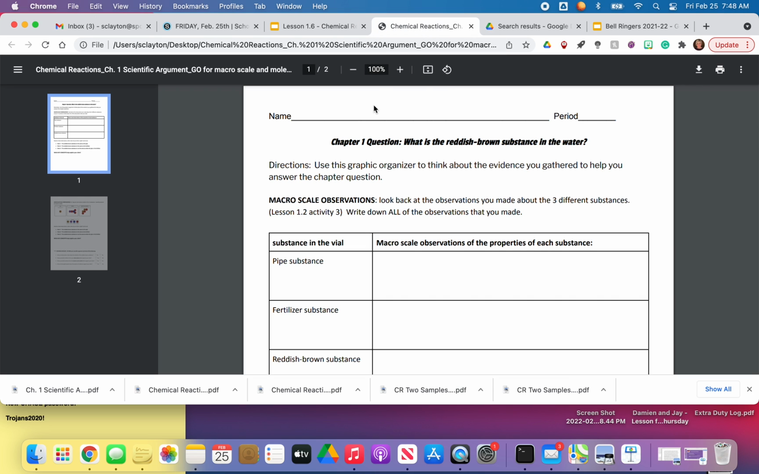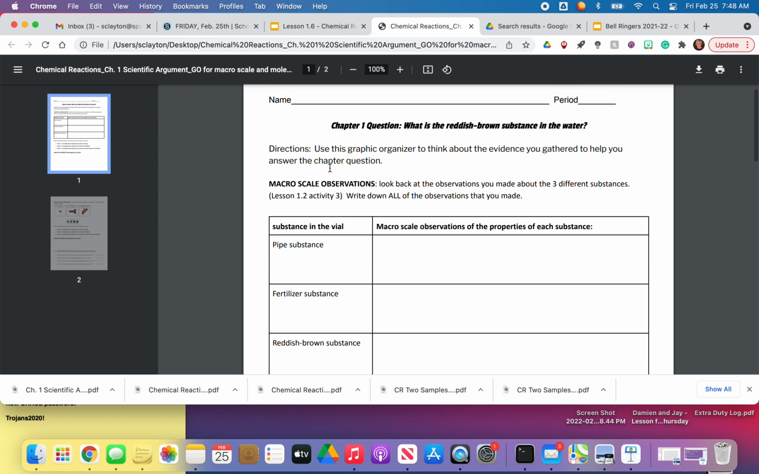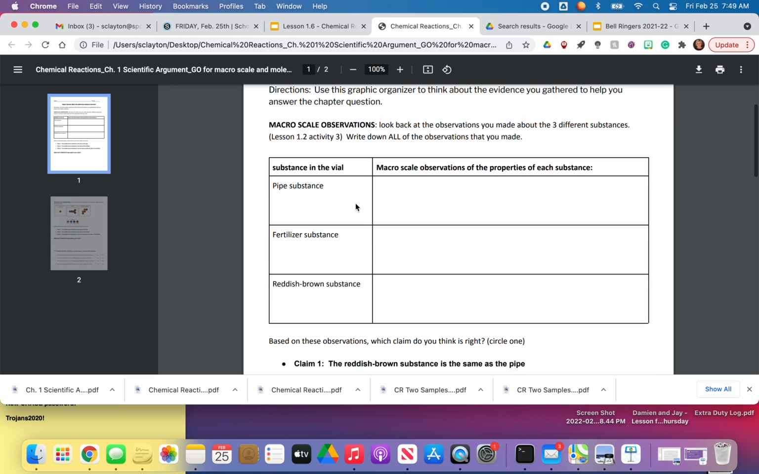And that's this thing right here. It's a PDF that you put into your GoodNotes. And this is just asking you to go back into lesson 1, 2, and activity 3 to remind yourself all about the macro scale observations that you made of the pipe substance, the fertilizer substance, and the reddish-brown substance. So I made a place for you to write that down there.